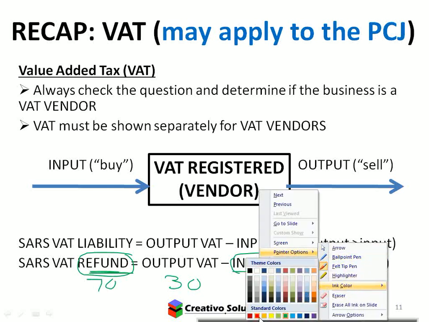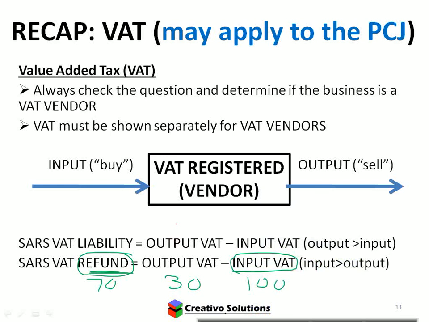If your output is greater than your input, which for most businesses is generally the case, because most businesses sell items that have VAT. Only zero-rated items would have input VAT that is less than output VAT, because you're basically selling items at 0%, but you're collecting VAT at 15 or 14%.